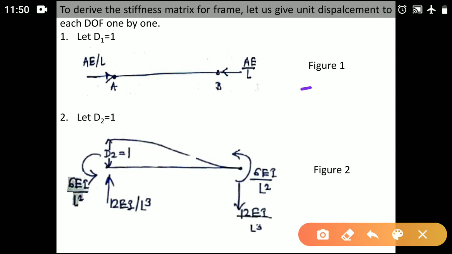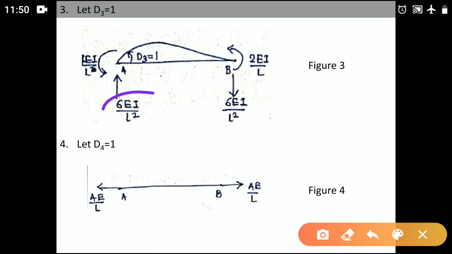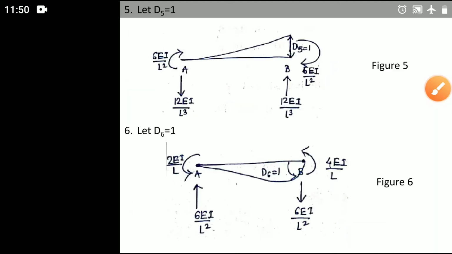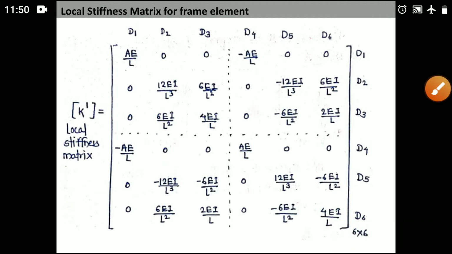So figure 1. In this figure, action corresponding to vertical displacement at end A: no reaction at end A, so written 0. Second figure 12 EI upon L cube. Third figure 6 EI upon L square. Fourth figure no reaction, 0. Fifth figure minus 12 EI upon L cube, and sixth one 6 EI upon L square. So the same thing is written here in the second column. So work out all the remaining columns.